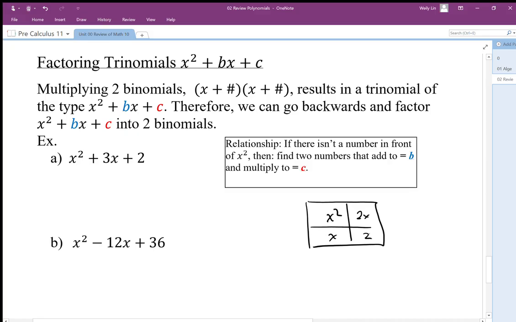Here the common factor is 1, here the common factor is 2, and we get a common factor of x going this way, common factor of x going this way. So x plus 1, x plus 2. Now we don't necessarily need this if we know that rule, but again, it's important for you to understand this rectangle because we're going to use this a lot.